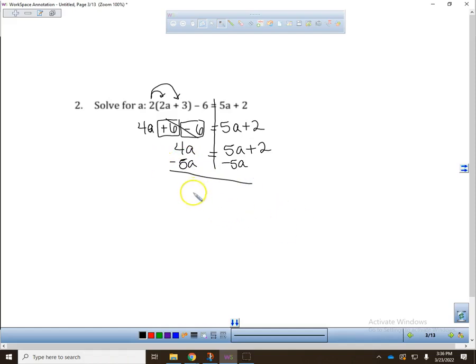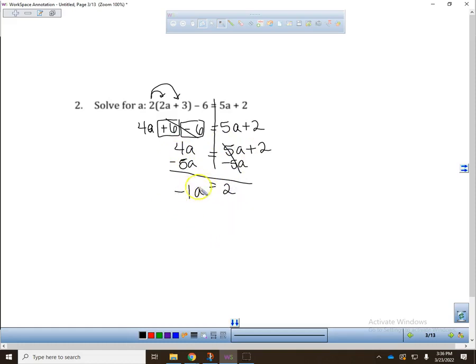I just typically move it to the left. You could have moved the 2 to the right. There's several different ways we could have solved. So 4a minus 5a leaves me with negative 1a. And I'm left with 2 on the right.